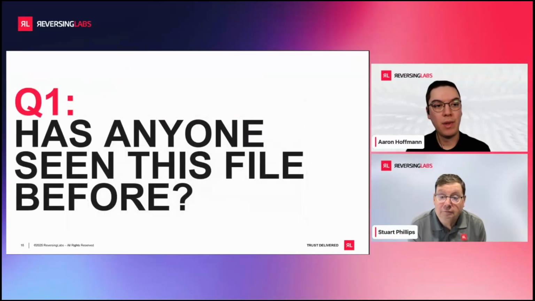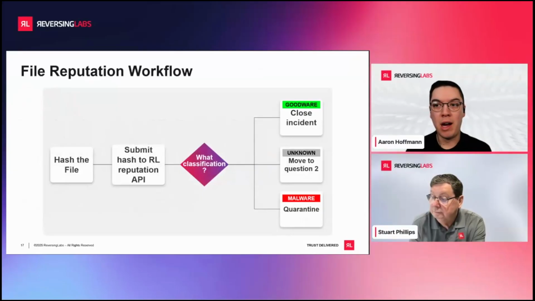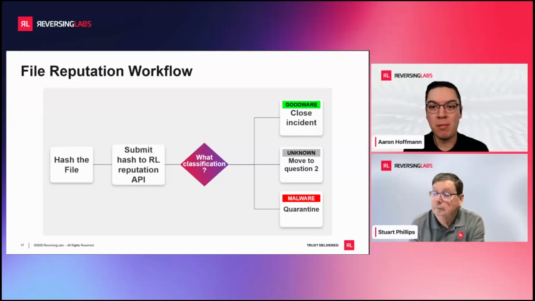So Aaron, why don't you kick off? Right, so let's start with our first question: has anybody seen this file before? Like Stuart mentioned, this should hopefully cover the vast majority of the files that come through for triage. Assuming you have access to a large repository like ReversingLabs, the basic idea is that you grab the file hash associated with each given file. You submit that to a reputation service, in this case our Spectra Intelligence reputation API. And based off the classifications that you get back from that reputation, you make a decision on how to move forward from there.